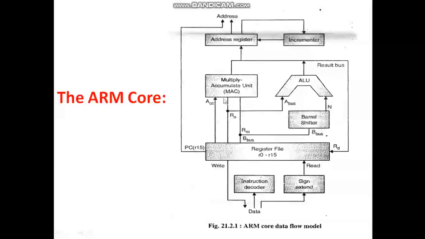And therefore in the ARM core a separate multiply and accumulate unit is provided, which can perform the multiplication at a much faster rate. It can multiply a 32-bit number from register Rn with another 32-bit number in register Rm, and add that product into a third register, and then the result can be stored into a fourth register. So that's how this multiply and accumulate unit works.